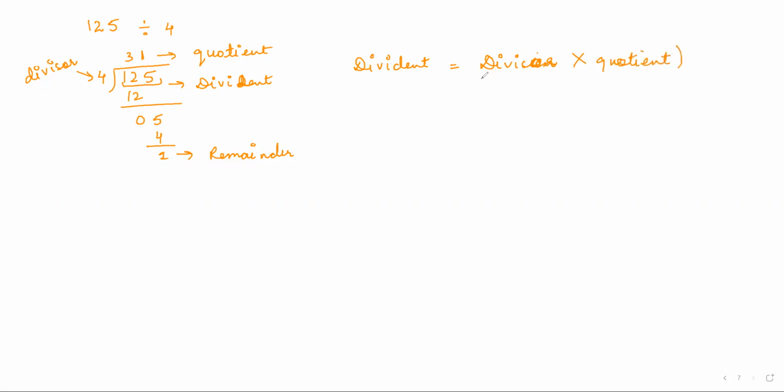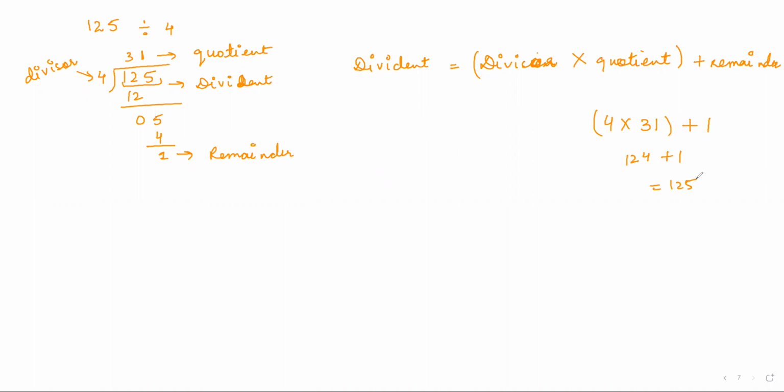Right? And then plus remainder. Is that okay? Yes. So note one thing, this remainder is always less than the divisor in this case. You can check: divisor is 4, quotient is 31, and then you are adding plus 1. So 4 into 1 is 4, 4 into 3 is 12, plus 1, so you get 125, which is equal to your dividend.